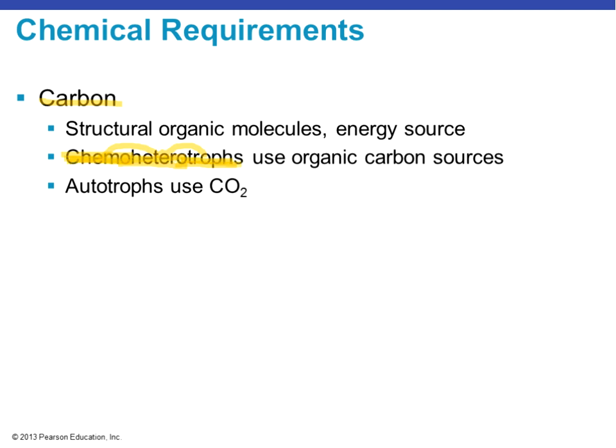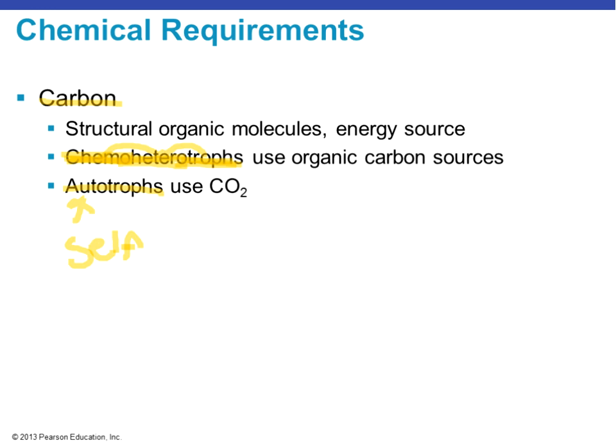So a chemoheterotroph means that it can use a source of chemicals that it has to eat from the outside. Auto means self. So if you drive an automatic car, it automatically changes from one gear to the next. If you drive a manual car, you have to shift gears when you go from one speed to the next speed.